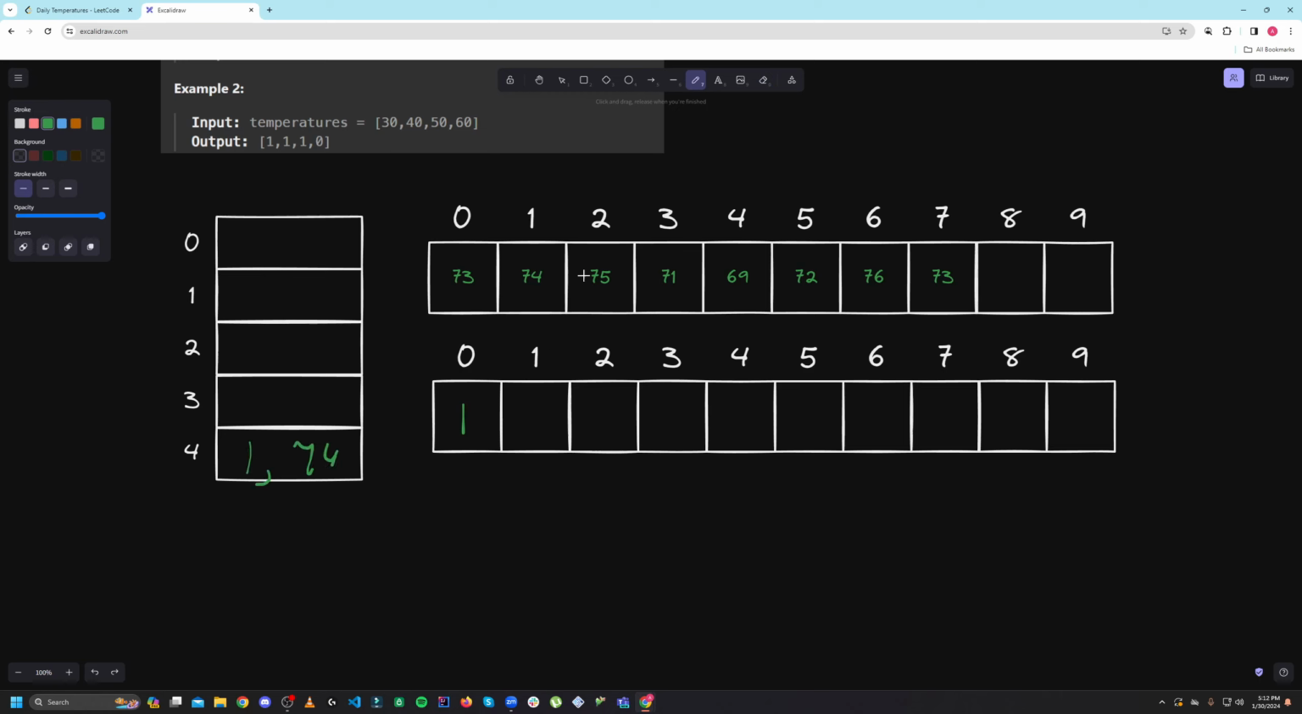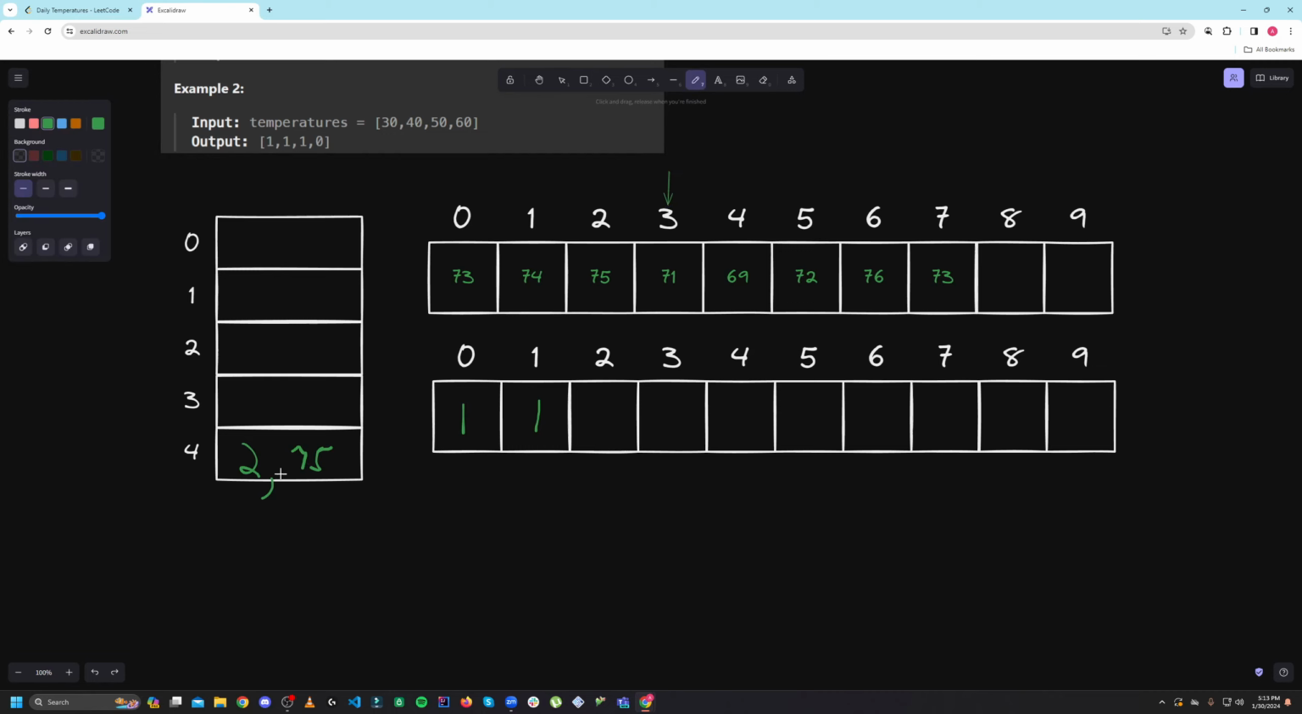Now we will go to our next element, 75. Is 75 bigger than the top of our stack? Yes, it is. So we will get rid of this element, which had an index of 1. We are currently at 75 with an index of 2, so those are 1 day apart. So for that index of 1, this is 1 day later, so we write 1. Now we will store 75 with an index of 2. Then we will move on over here.